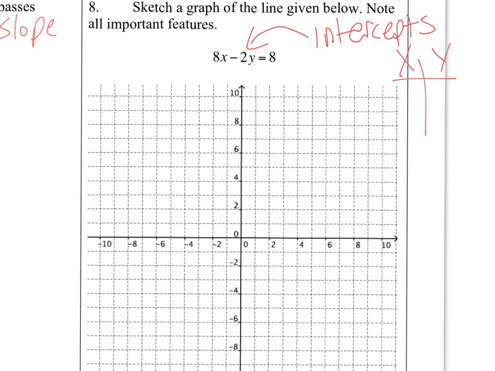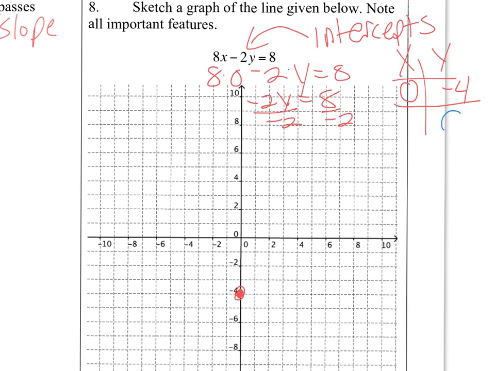Alright, first thing I'm going to do is plug in 0 for x. And when I do that, I get 8 times 0 minus 2 times y is equal to 8. So negative 2y is equal to 8. If I divide both sides by negative 2, I get y equals negative 4. That's my first intercept. So my y-intercept is negative 4.